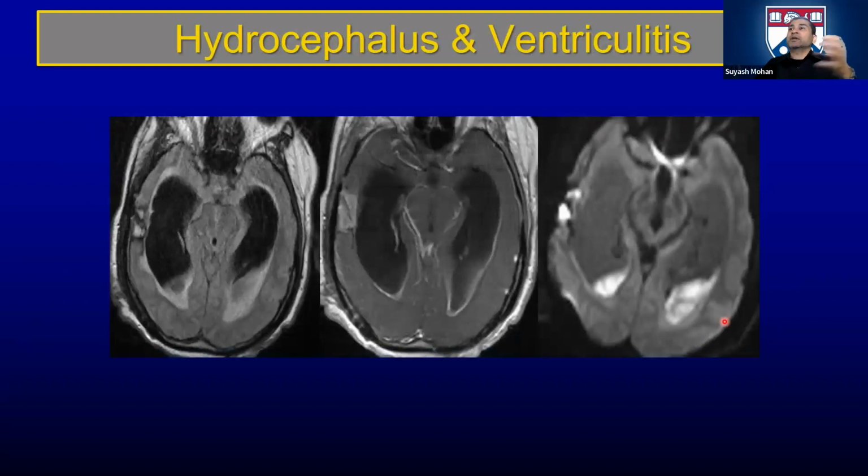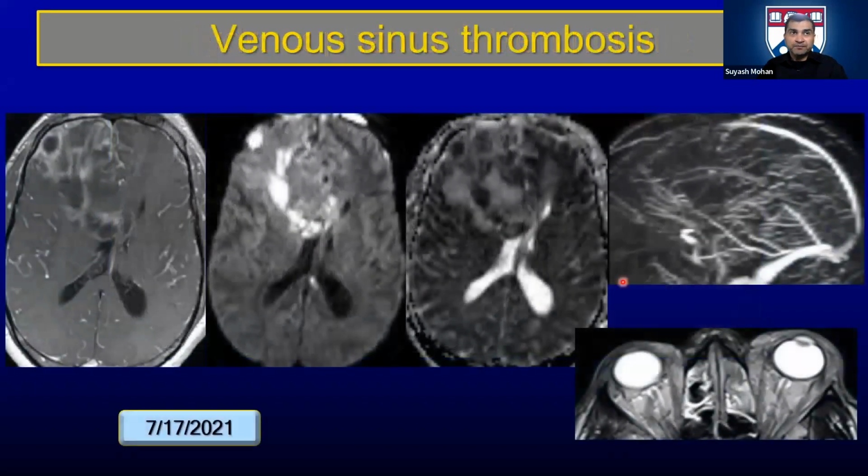Now, if the pus or infection extends into the ventricles, this is layering debris. Notice there is a rind of increased signal along the margins of the ventricle, along the ependyma. So this is ependymitis, ventriculitis, hydrocephalus, layering pus or debris, another complication of meningitis.